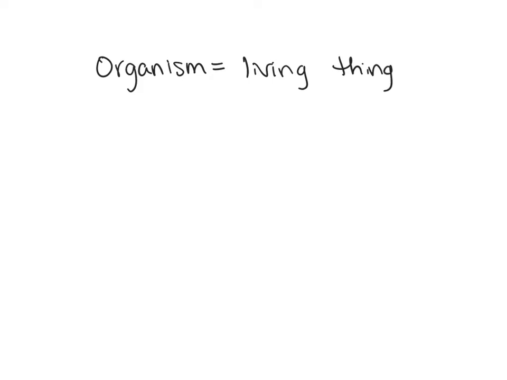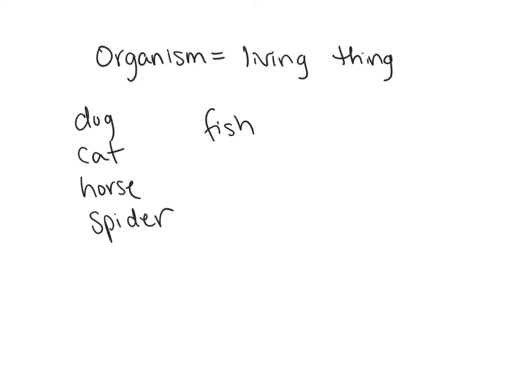The second portion of your assignment was to make a list of organisms, right? So an organism is just something that's alive. It's a living thing. So the word organism just means a living thing, okay? So you might make a list and you might say a dog, cat, horse, a spider, a fish, and then you might say, well, all animals are alive, right? And you might say, well, a mushroom, maybe a tree.